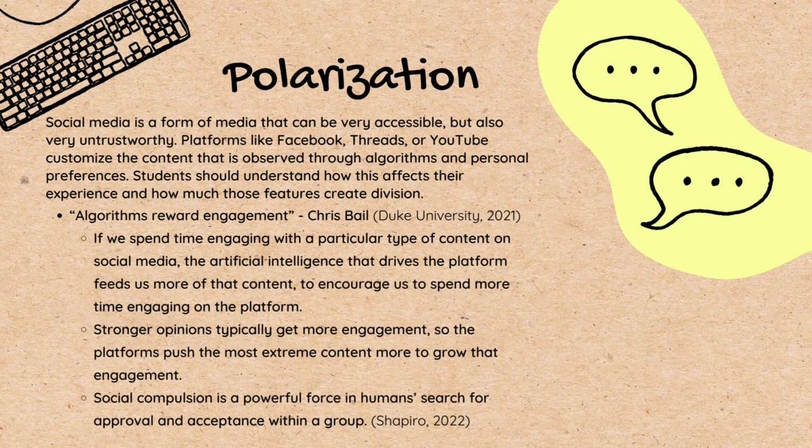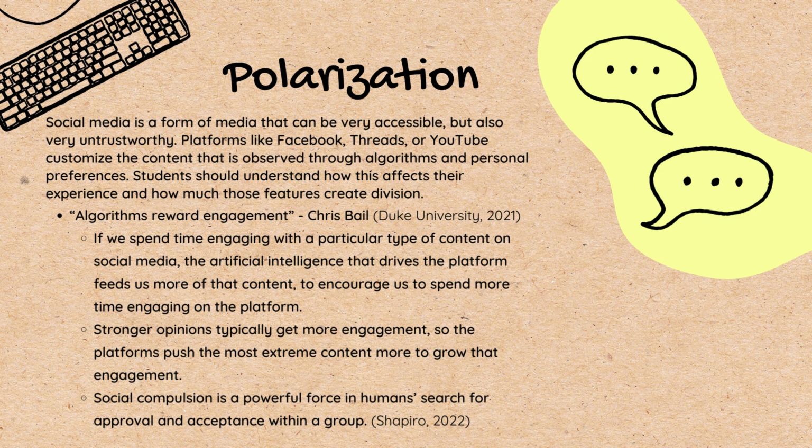Students should understand how this affects their experience and how much those features create division. Algorithms reward engagement. If we spend time engaging with a particular type of content on social media, the artificial intelligence that drives the platform feeds us more of that content to encourage us to spend more time engaging on the platform. Stronger opinions typically get more engagement, so the platforms push the most extreme content more to grow that engagement.